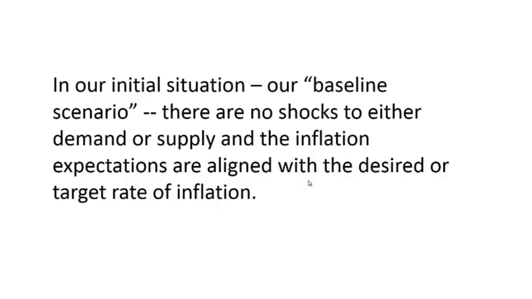So let's look at an initial situation, what we will call our baseline scenario. We'll assume that all variables are at their long-run normal values. There are no extraordinary economic events, what we call shocks, in the baseline scenario. Demand and supply are both at their normal long-run levels. The public's expectation of inflation is exactly equal to the inflation rate that we observe, and that's exactly equal to the central bank's target or desired inflation rate. For this reason, the central bank will set the real interest rate at its long-run normal or natural level.